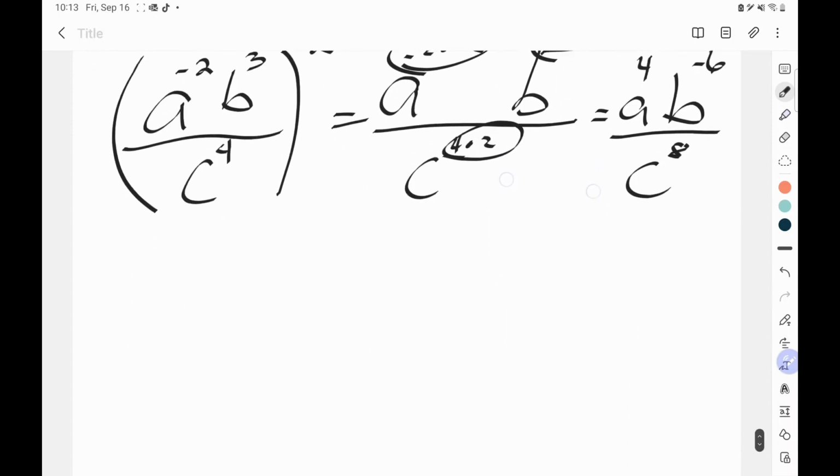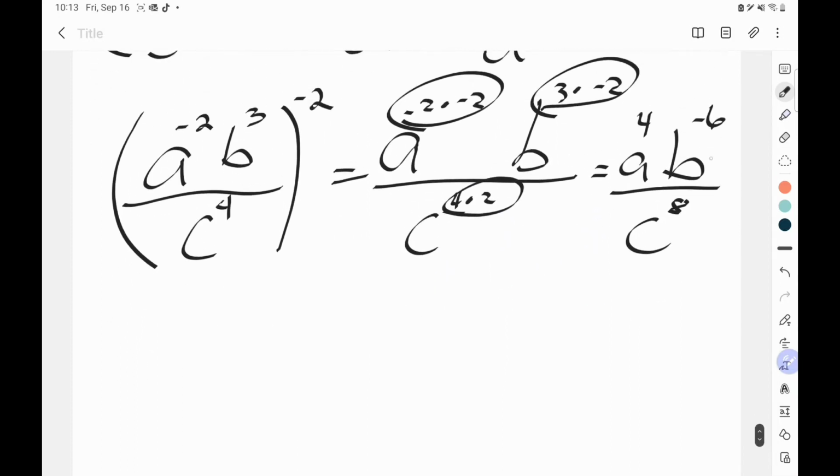Now what are we going to do next? This is our answer, but we only have one negative exponent. Remember, in our final answer we need to have only positive exponents. Since b to the power of negative 6 is our only negative exponent, we only have to do something about b to the power of negative 6.